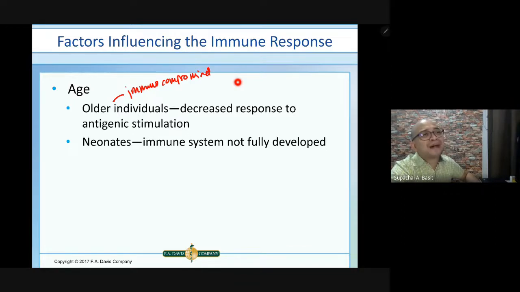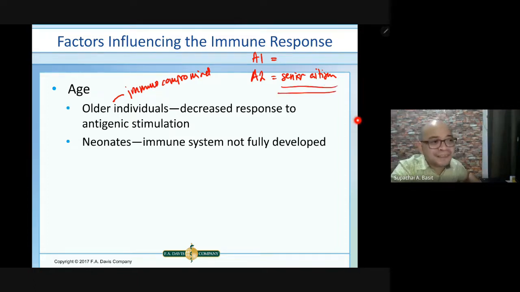So if you remember, the priority of immunization, we have A1, these are the healthcare workers, and then A2, these are the senior citizens. So if you notice, they are actually being placed second to the healthcare workers because they are considered to be a vulnerable population when it comes to the stability of the immune system, and also the neonates.